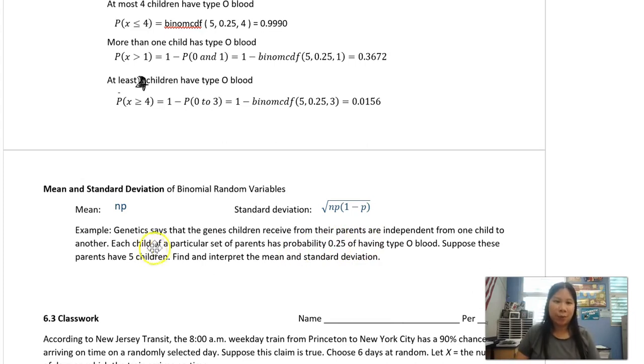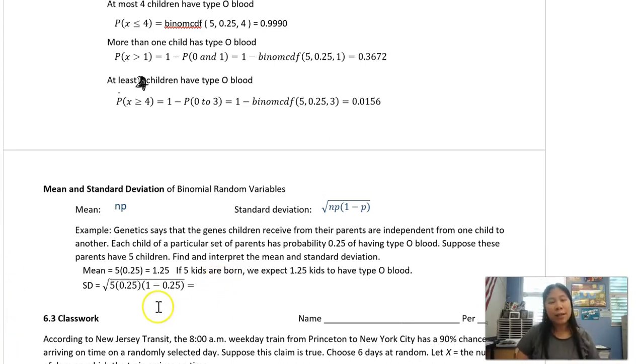So, example. Same problem. We have n equals 5, p equals 0.25, so find and interpret the mean and standard deviation. For the mean, we're just doing 5 times 0.25 as our n and our p. We get 1.25 from that. So that means, on average, if parents have 5 children, then on average 1.25 of those kids would have type O blood, because that was our success.